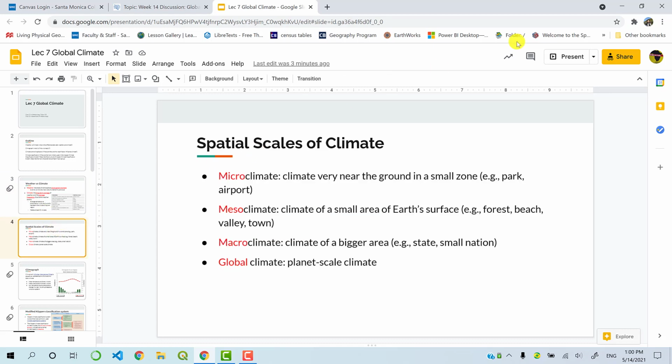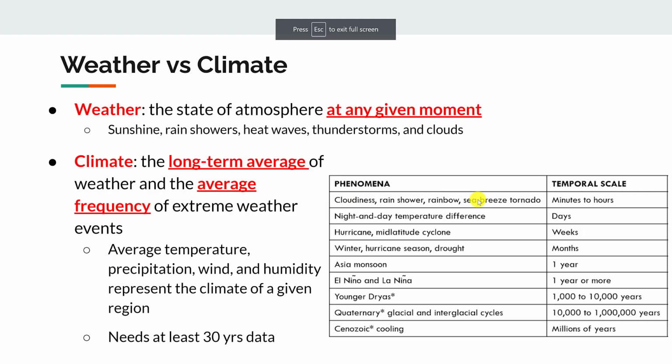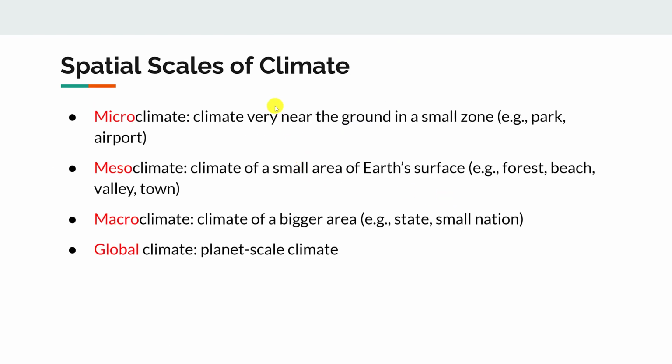Okay, all right. So in the previous slide, we talked about the temporal scale, or time scale, but climate also has another scale called spatial scale. So we are talking about the climate in a smaller area or a larger area. For example, a microclimate can be the climate very near the ground in a very small zone, like a park or an airport. Or mesoscale, the climate of a small area of Earth's surface, for example, in a forest, at Santa Monica Beach, or the San Fernando Valley.